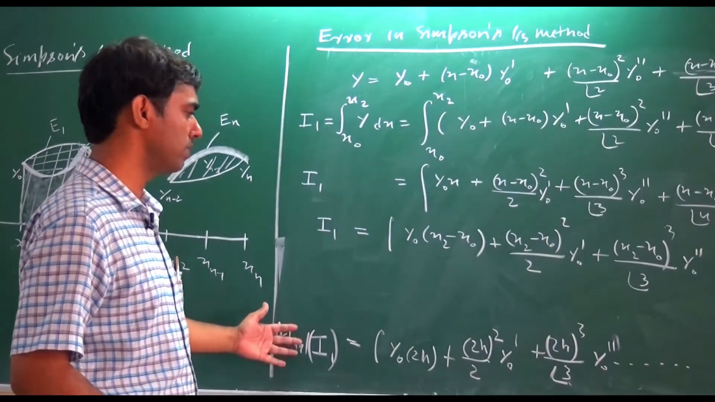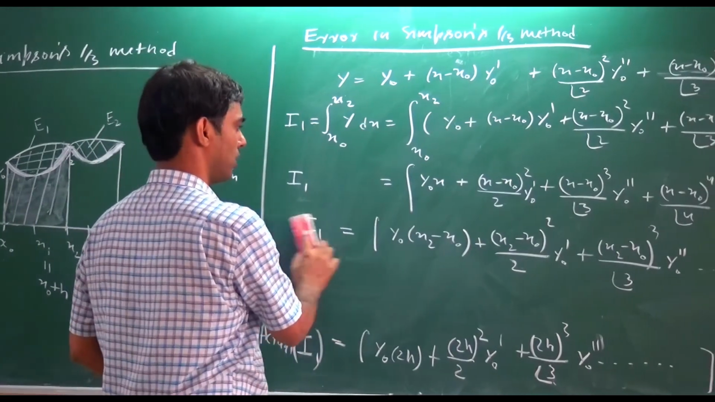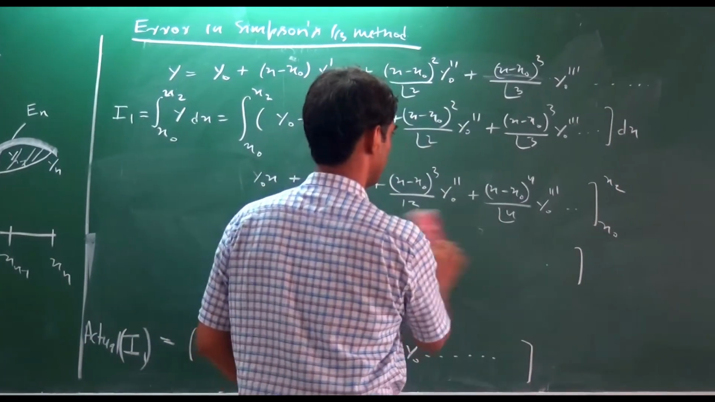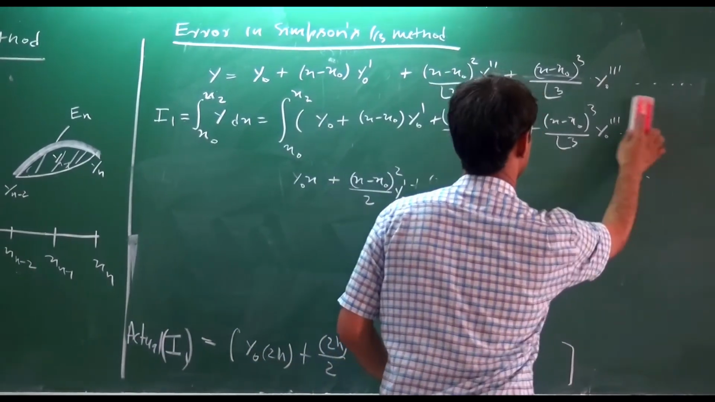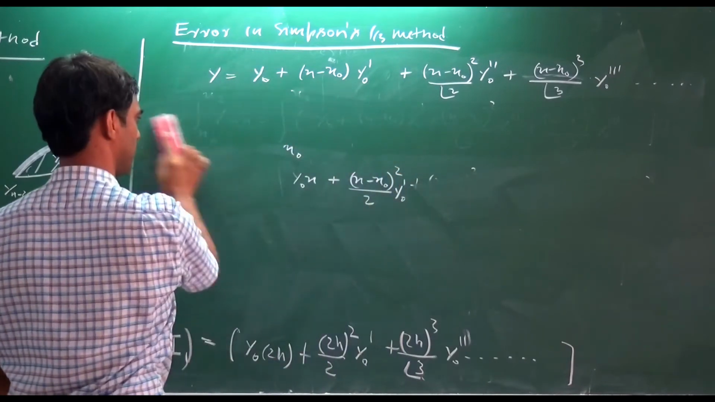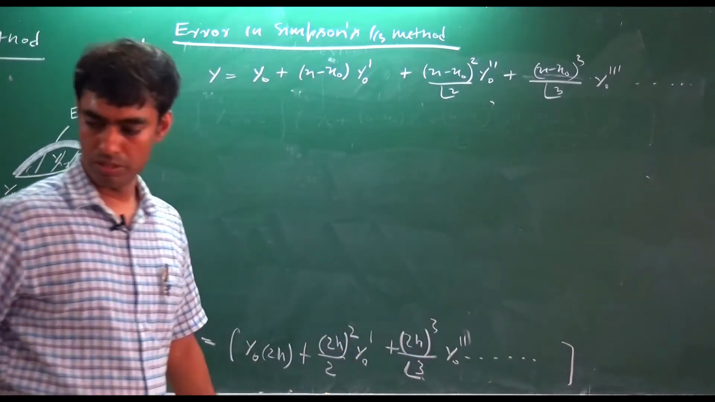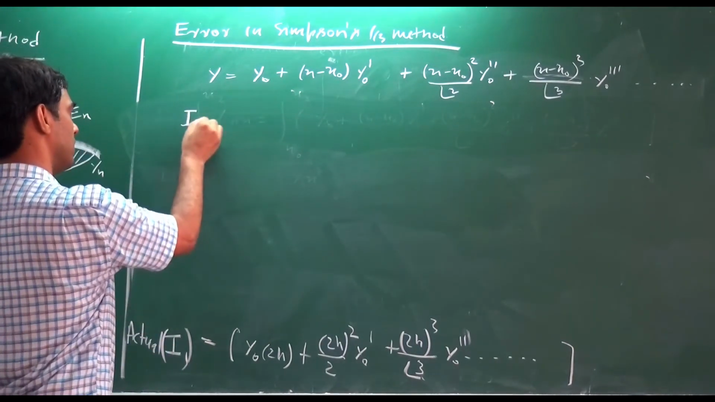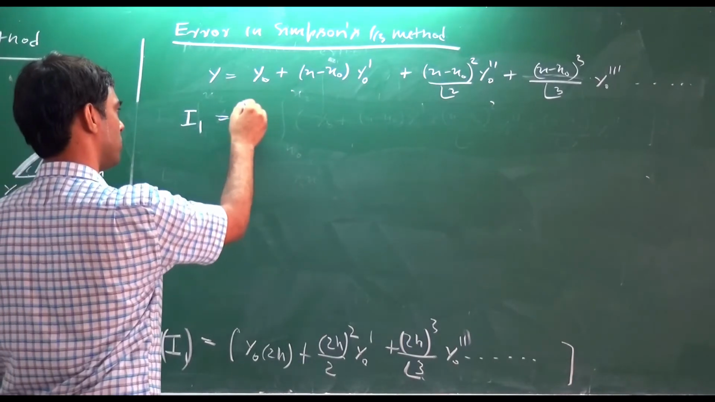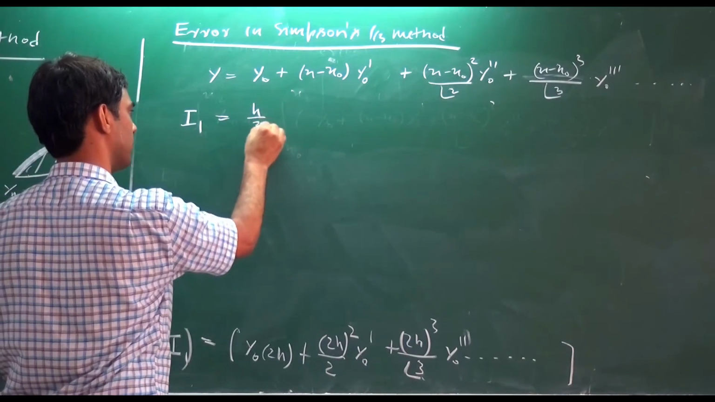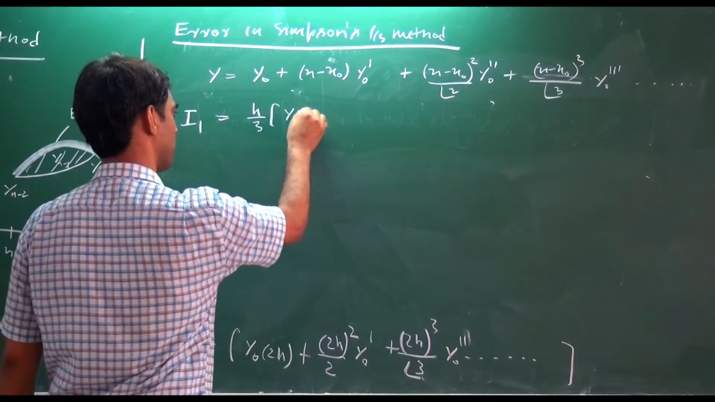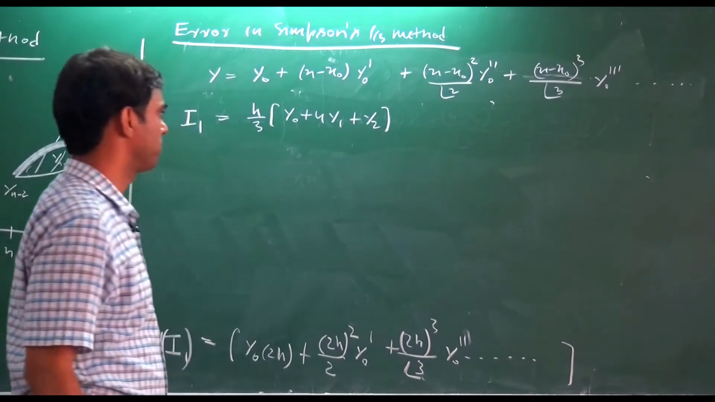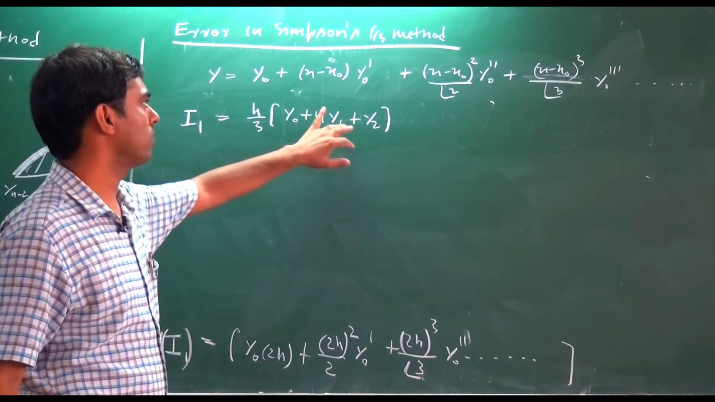Then we find the difference with this one. So now we try to write the approximate value, with the help of Simpson's one-third rule. With the help of Simpson's one-third rule, what is the value of I1 that we derived earlier? The value of I1 is h by 3 (y0 plus 4y1 plus y2). So here, how do we write the values for y1 and y2?